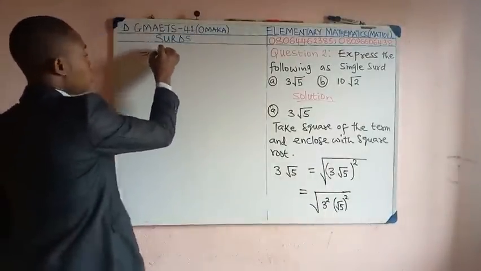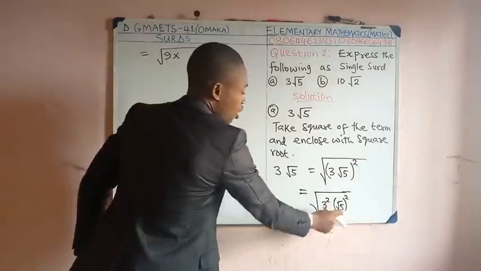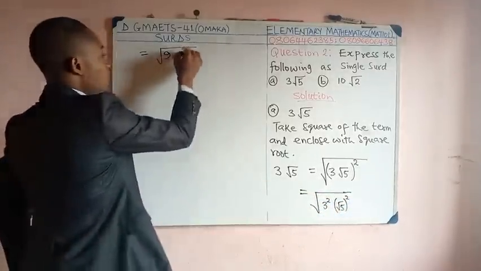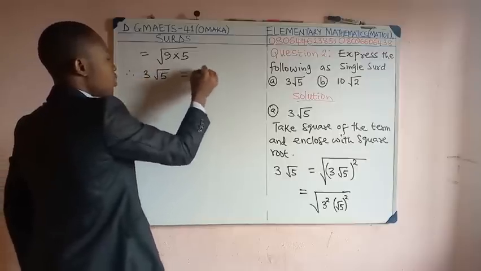And then this is going to produce square root of 3 squared is 9, then times the square of the square root of 5. This square will remove this square root. Is that okay? And then you'll be left with 5. Therefore, 3 root 5 as a single surd is simply equal to root 45.